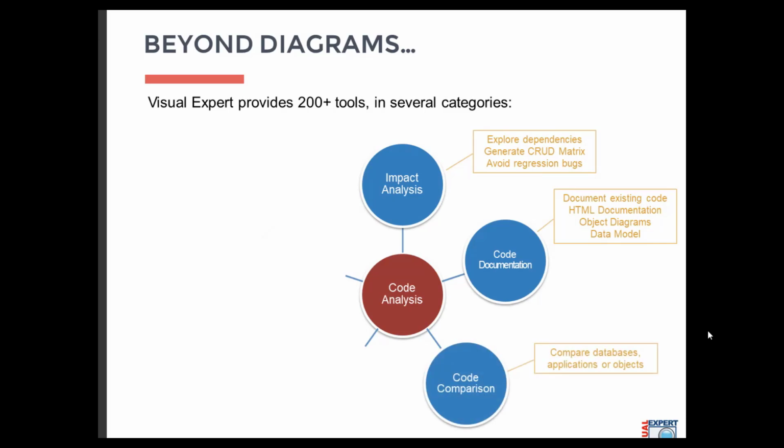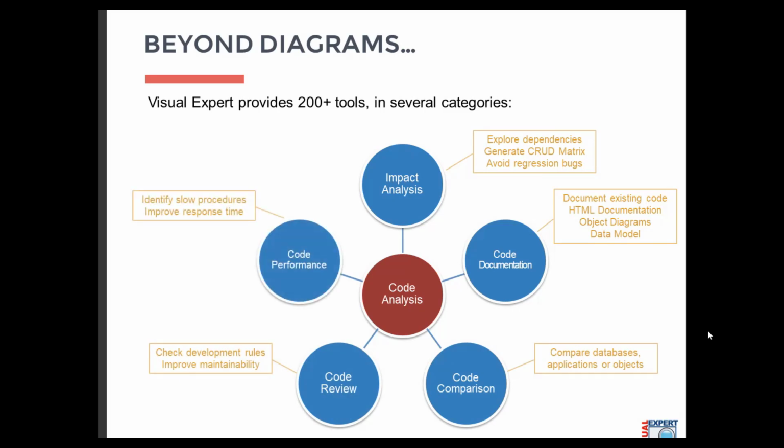You can compare two versions of your code. You can review the code to improve the maintainability and check development rules. And you can review the performance of your database code to identify the slow procedures and improve the response time of your application.